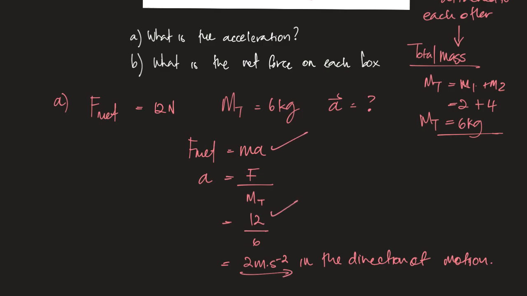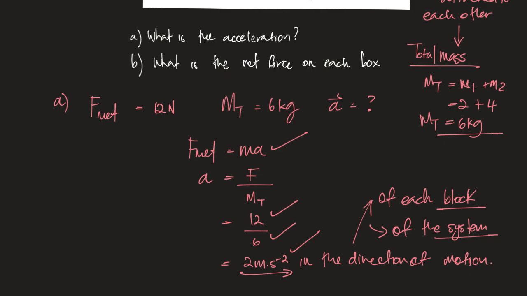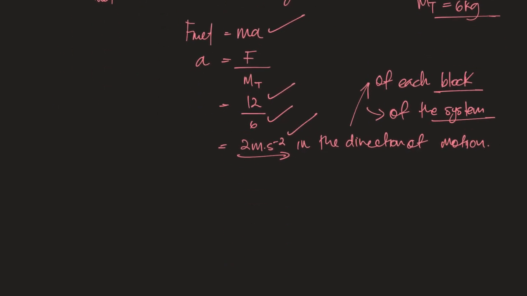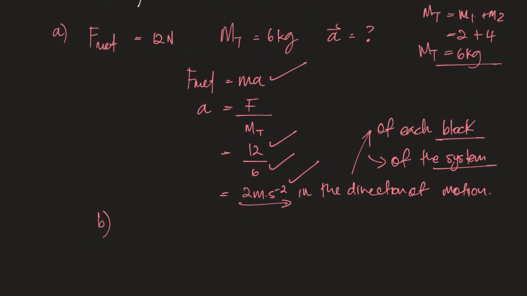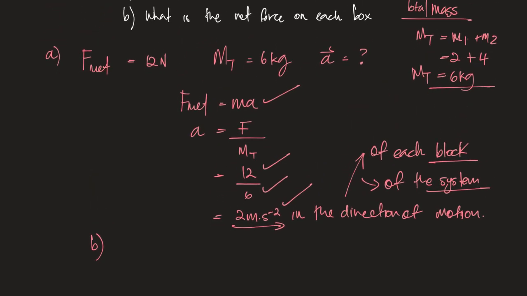So 1, 2, 3, 4. That is the acceleration of each block. It's also the acceleration of the system, because they're touching one another, so I can put it under a blanket calculation. B. They want the net force on each block. So now you can separate it.